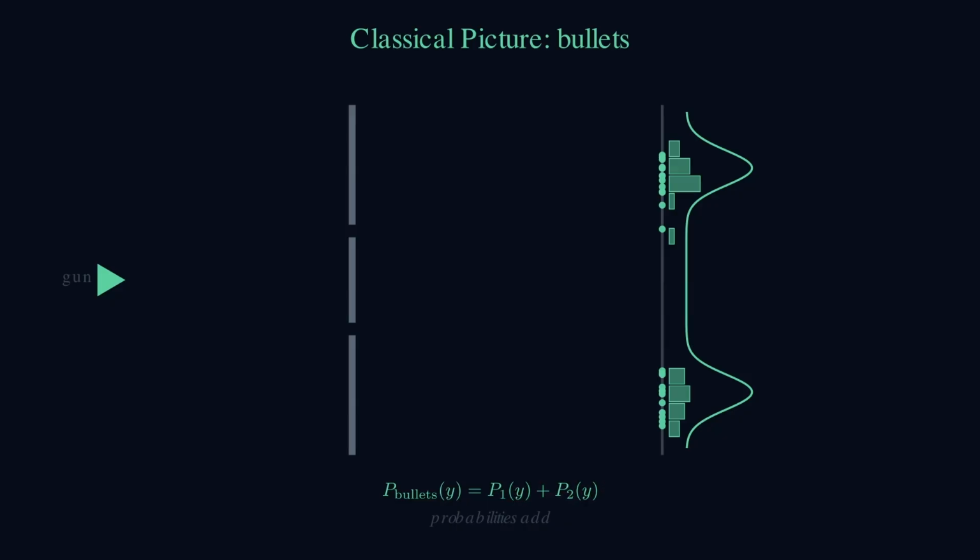Let us start with something simple. Bullets. Imagine a machine gun firing at the barrier. Most bullets are blocked. A few pass through slit 1, a few through slit 2. Each bullet definitely goes through one slit or the other. Mathematically, the probability of landing at position y on the screen is just the sum, p of y equals p1 of y, plus p2 of y. Two Gaussian clumps, one behind each slit. Probabilities add. Common sense.